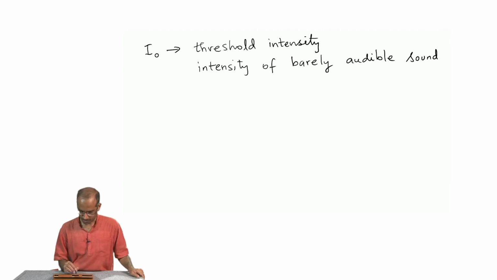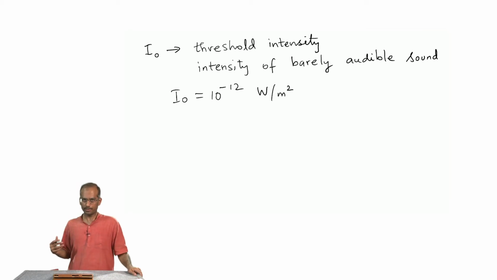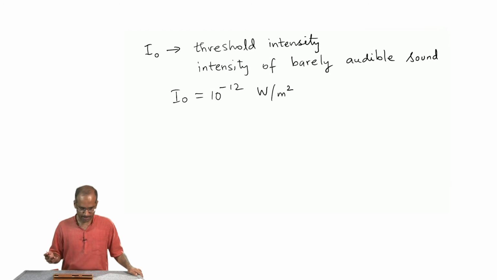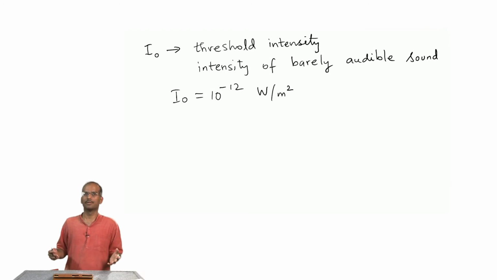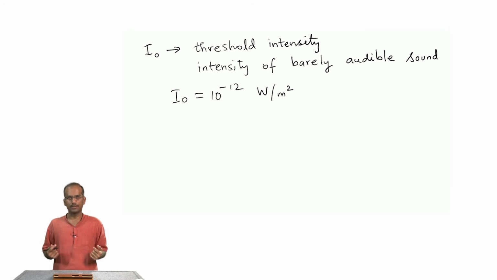By convention, the reference intensity is taken to be the threshold sound intensity for humans. So, what is the lowest intensity that is just about audible for a human being? The intensity of such a sound is of the order of 10 power minus 12 watt per meter square. With respect to this, we can compare any other sound, and it makes sense because any intensity smaller than this is not something that humans can hear.